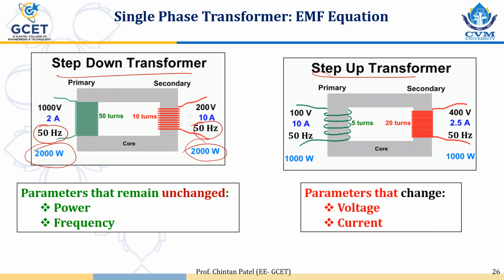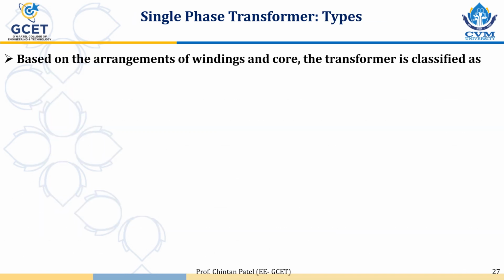The parameters that change from primary to secondary are voltage and current. So here 1000 volt at primary, 200 volt at secondary. Current is 2 ampere in primary, in secondary current is 10 ampere, and this is true for both, whether it is a step up or step down transformer.